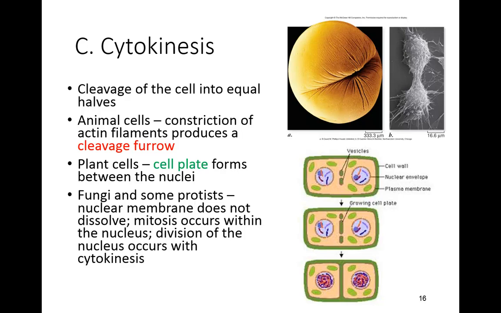Fungi and some protists go through cell division a little bit differently. Their nucleus is actually separated. All the replication and mitotic events happen within the nucleus, and then when the cell divides, the nucleus divides with it, and the other parts of the chromosomes go with the other parts of the cell.